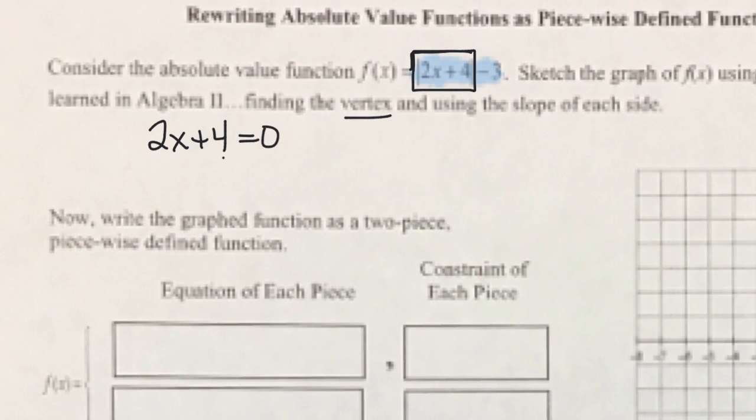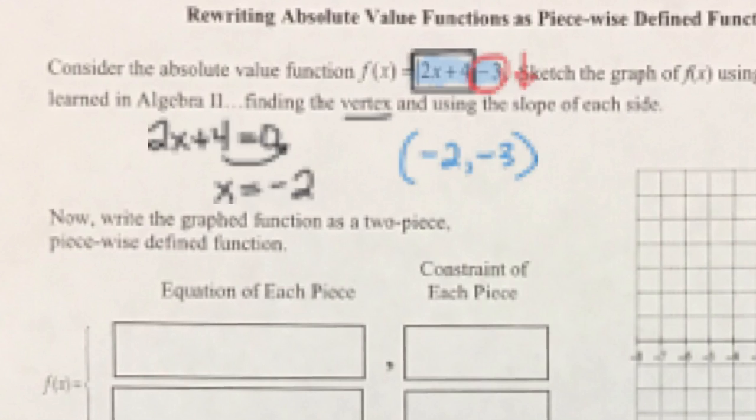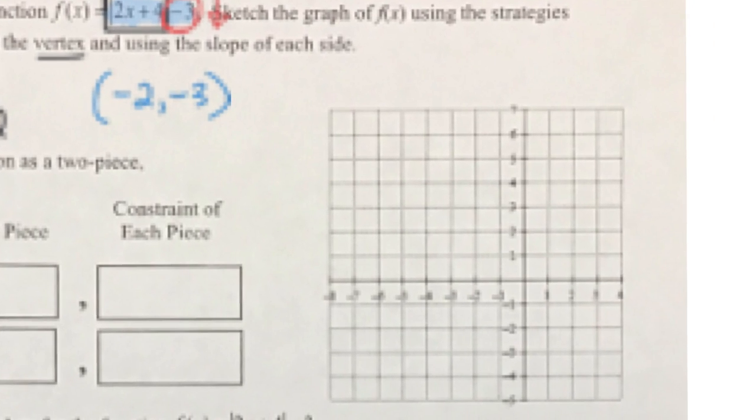Hopefully you know that when we subtract 4 from both sides and divide by 2, we get an x value of negative 2. So that's the x coordinate of your vertex, and then based upon our transformations, that minus 3 is going to move your graph down 3 units. So our absolute value is going to have a vertex at (negative 2, negative 3). So we'll plot that here, (negative 2, negative 3).